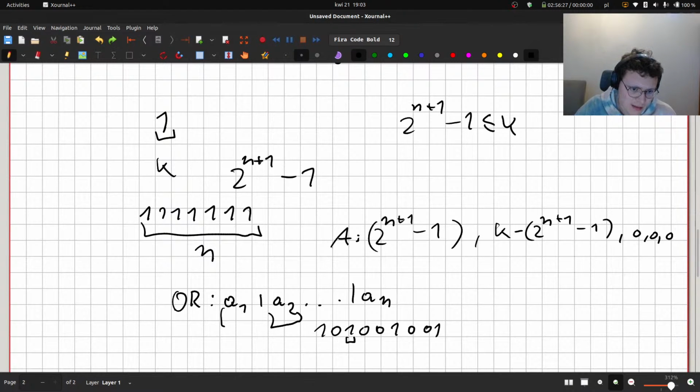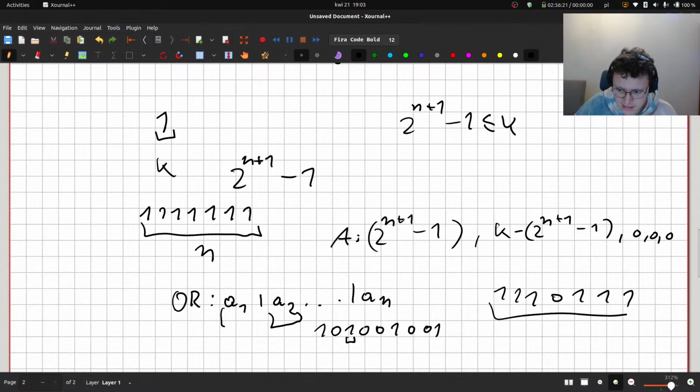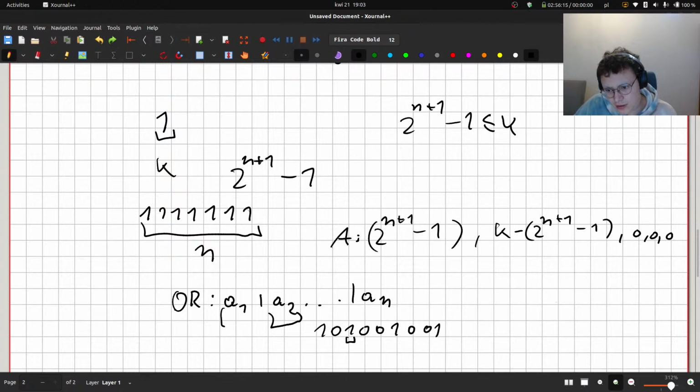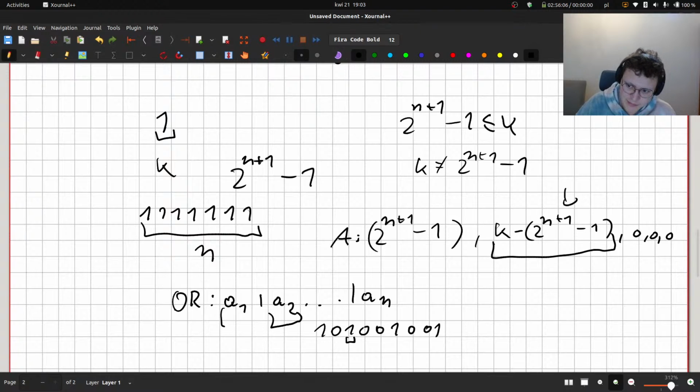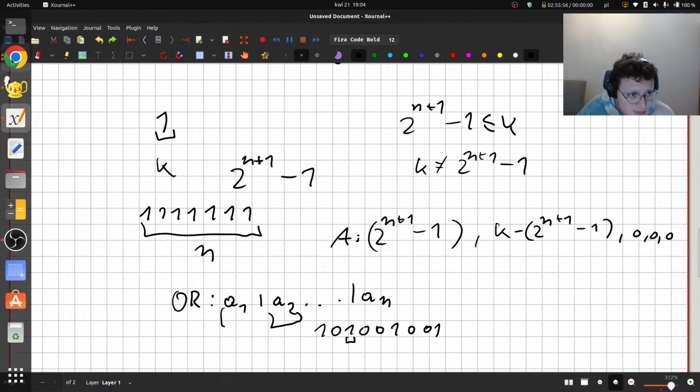Well, this number will always look like this. It won't have holes. It won't look like this because it's not optimal. It's bigger than this number. And what we'll do, because we see that k can be different from 2 to the n plus 1 minus 1, well, we'll also add this number here. It won't change the OR, but it will make the sum equal to k. So that's it.